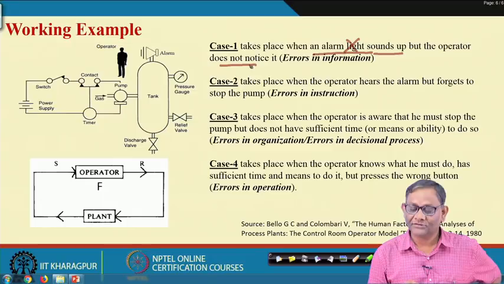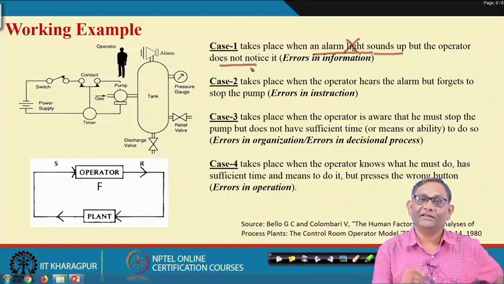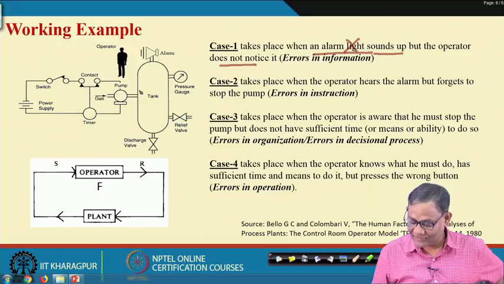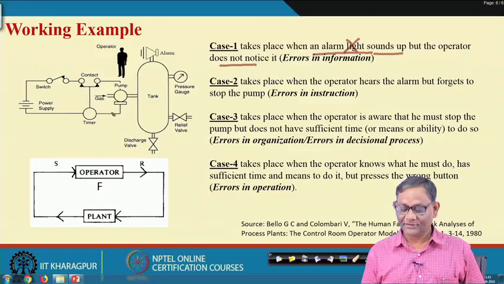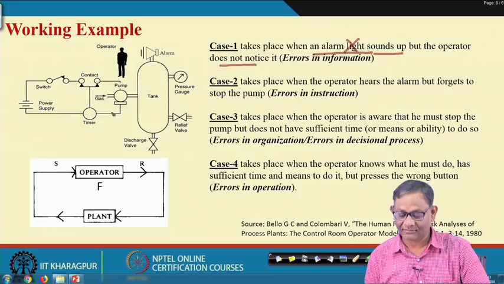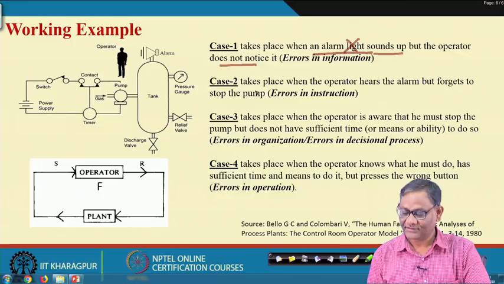So this is the way I interpreted things. This example is not taken from the Bello and Colombari book; I have taken the concept and put it into the pressure tank example. If you find that it is not correct, you can raise it in the discussion forum, but anyhow, I think it is correct. So, error in information, so information problem.